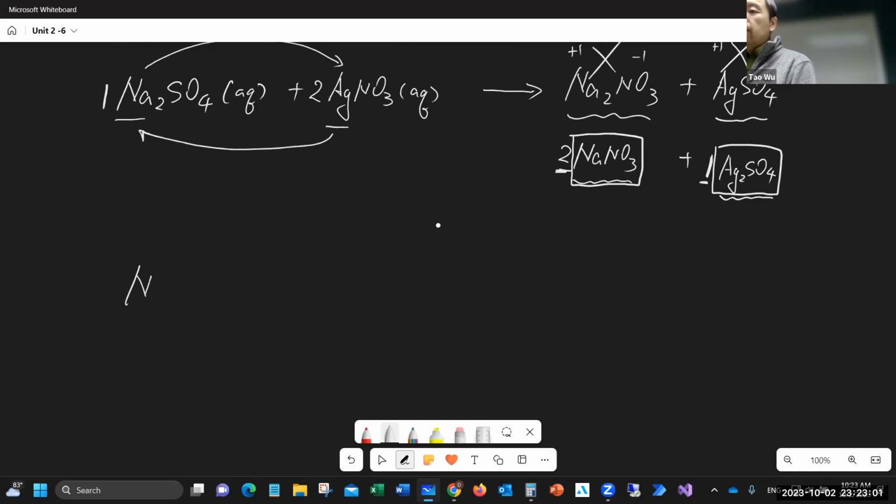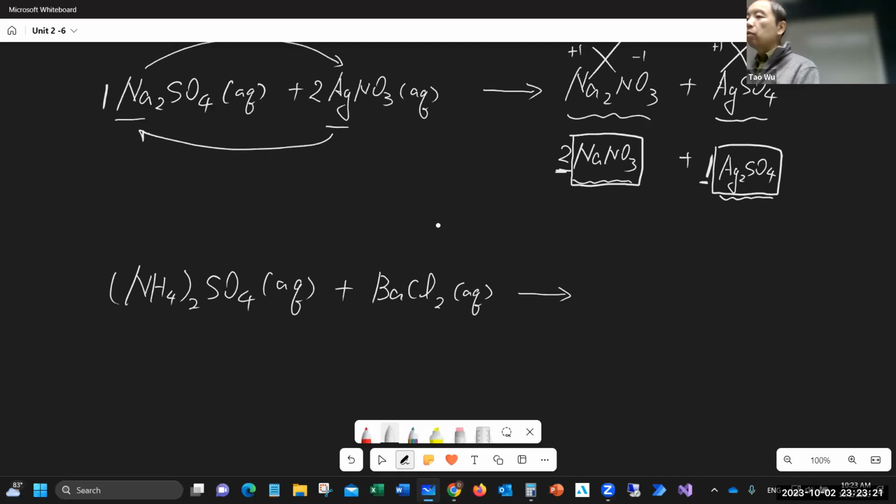Okay, we have ammonium sulfate, aqueous, reacting with barium chloride, aqueous. Go ahead and predict the reactions. And also this is a precipitation reaction, which means one is insoluble. So please go ahead and mark which one is insoluble.